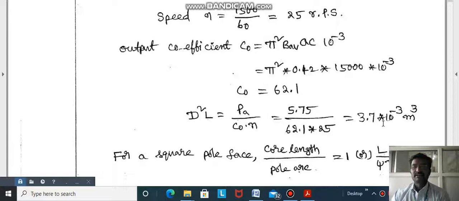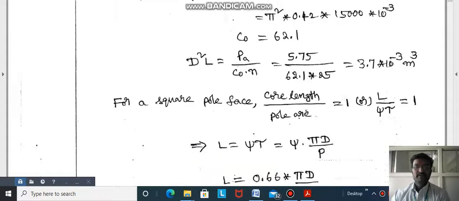D square L value will be 3.7 into 10 to the power of minus 3 meter cube. Okay, for the square pole face, core length by pole arc is equal to 1.